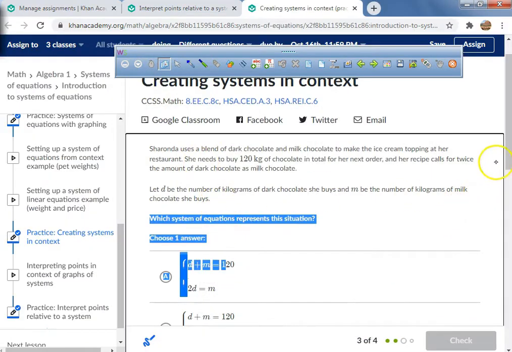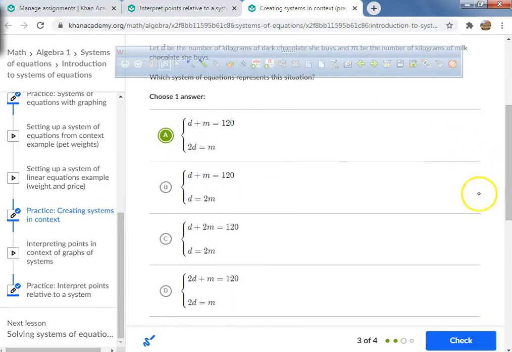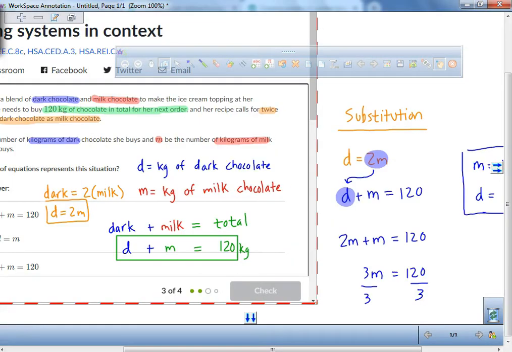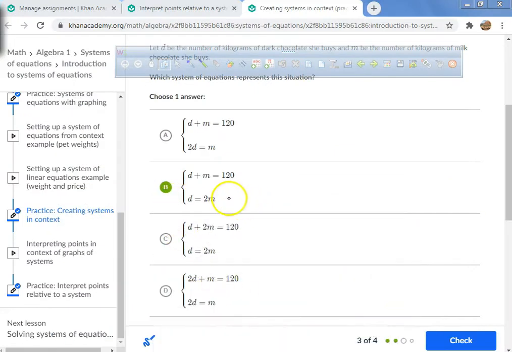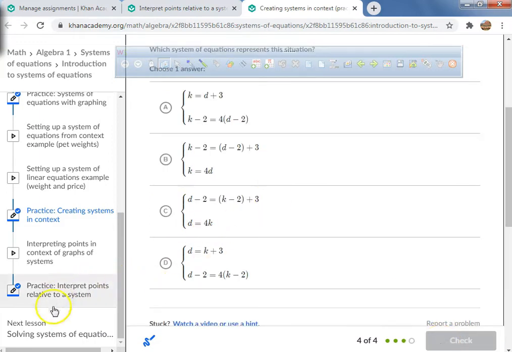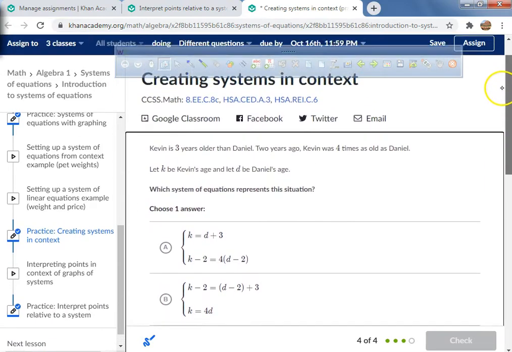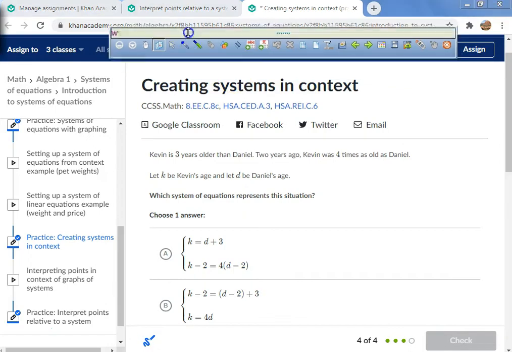Oh, sorry. Scrolling down. No. Don't do that. I didn't mean to. Nope, that's not it. There we go. Hold on. Make sure. D plus m equals 120. D equals 2m. That's the one that I want right there. Okay. That was a close one. All right. Oh my goodness gracious. Look at all those. Woo! Wow. Okay. Oh, this is a good one.